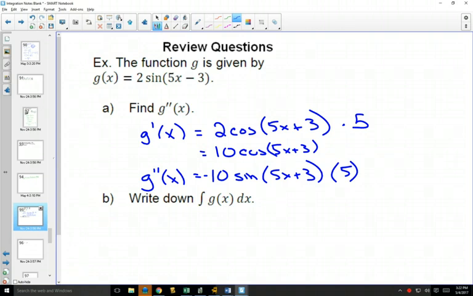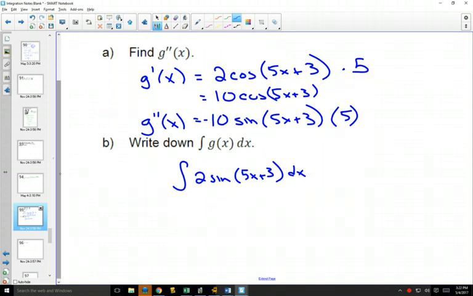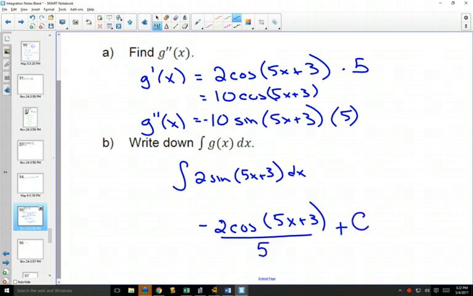Write down the integral. If we integrate this, how do we integrate 2 sine 5x plus 3? What's the integral of sine? Negative cos. So we'd have negative 2 cos 5x plus 3. What do we do with the chain rule in this case? We have to divide by 5 plus c. Good.